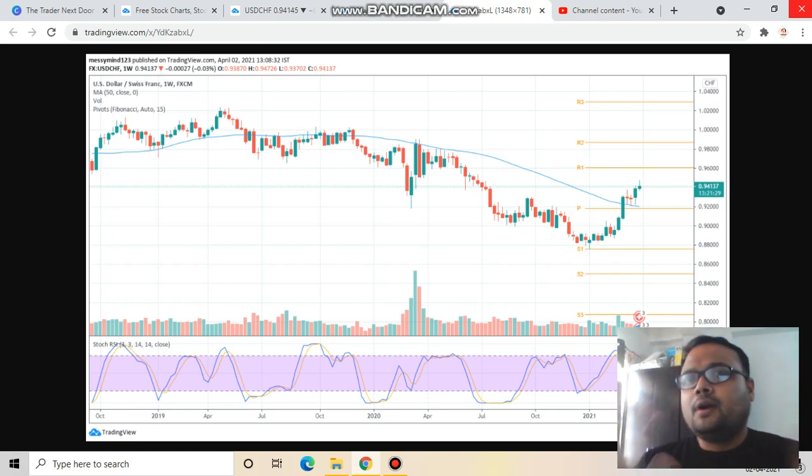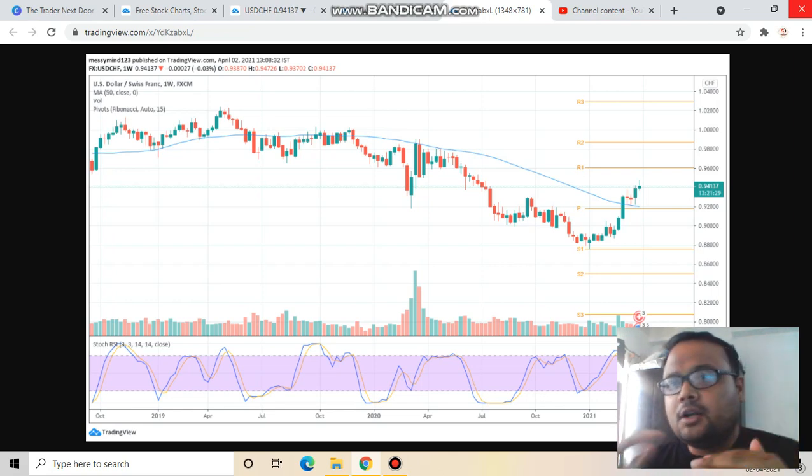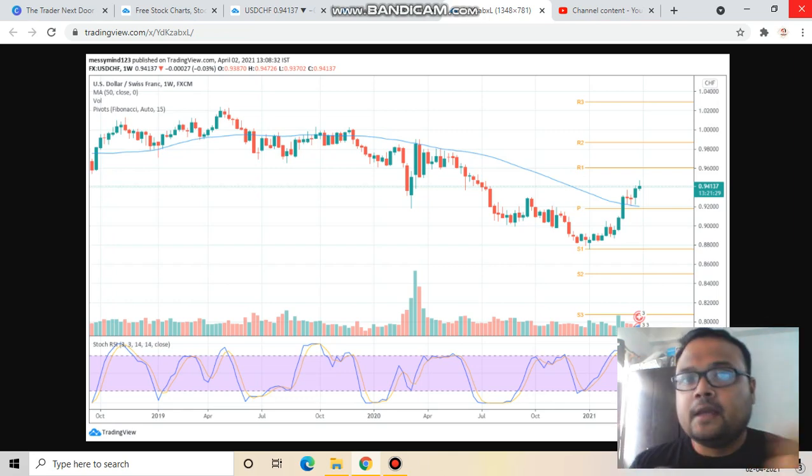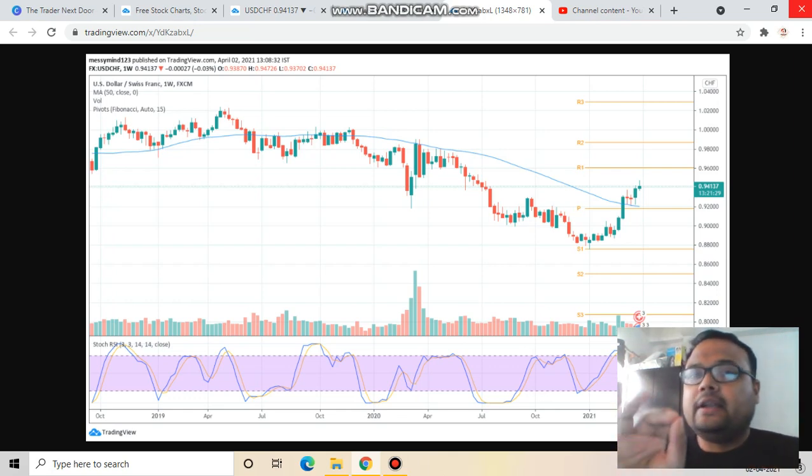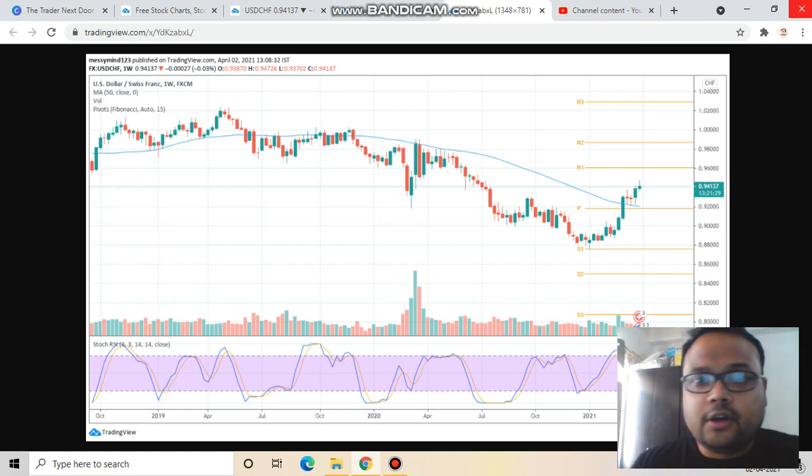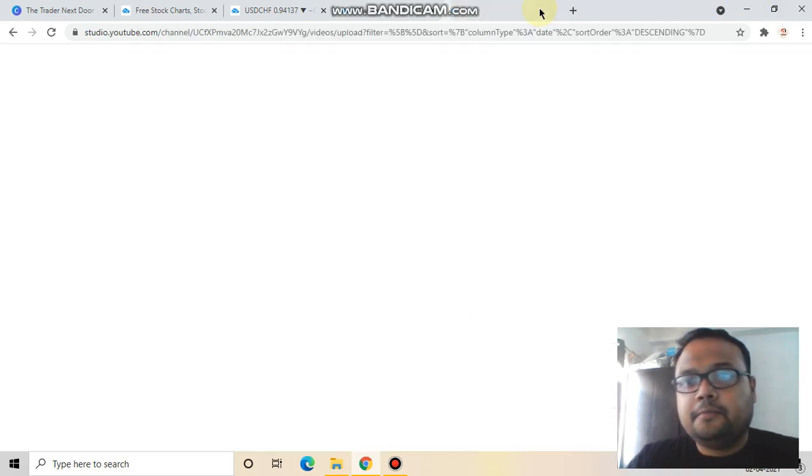So overall there is no such resistance available, no such support available as of now in the weekly time frame. Therefore the weekly time frame is not providing us with any critical information, so just avoid the weekly time frame, not required.